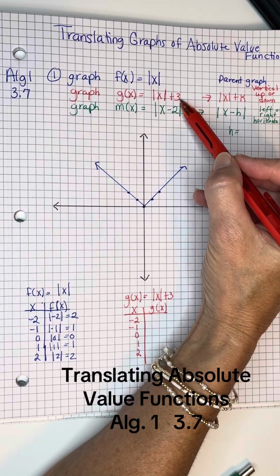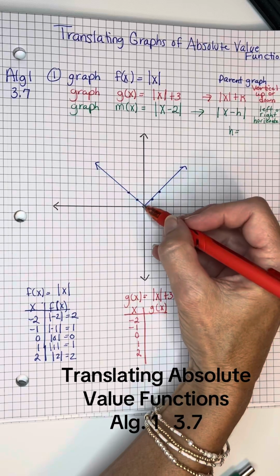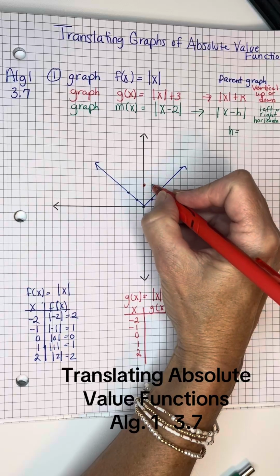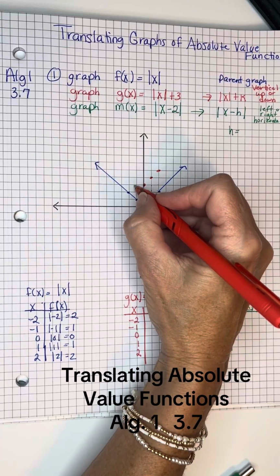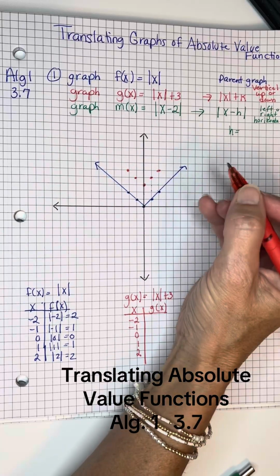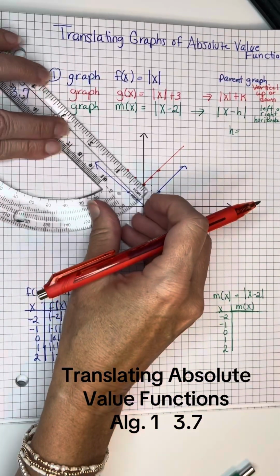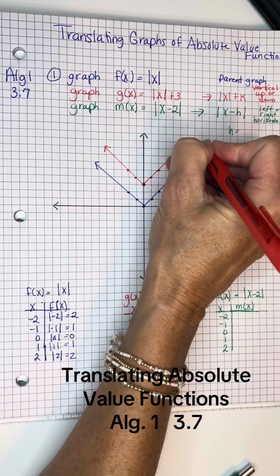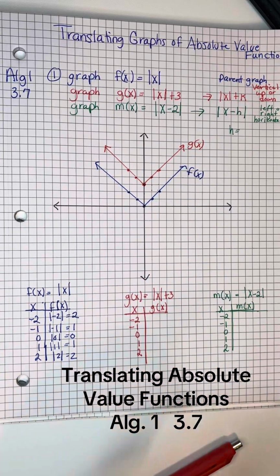So if I've got the absolute value of x plus 3, then I'm going to take every one of these points and move them 3 up. From here, 1, 2, 3. From here, 1, 2, 3. And so on for each point. And I have the g of x, which is the parent graph moved up 3. This one is the f of x. And then I have one more.